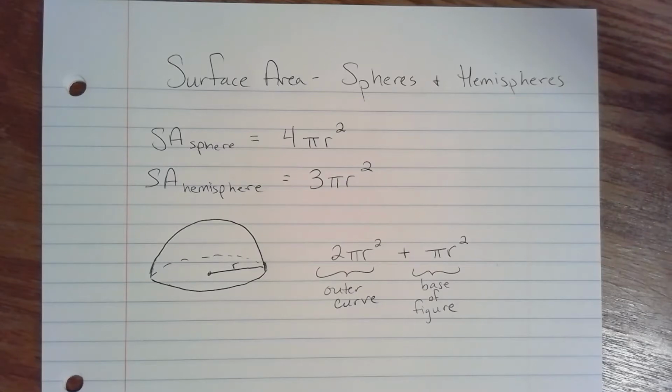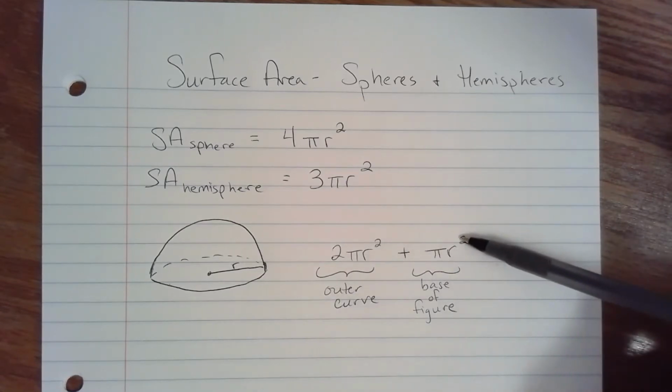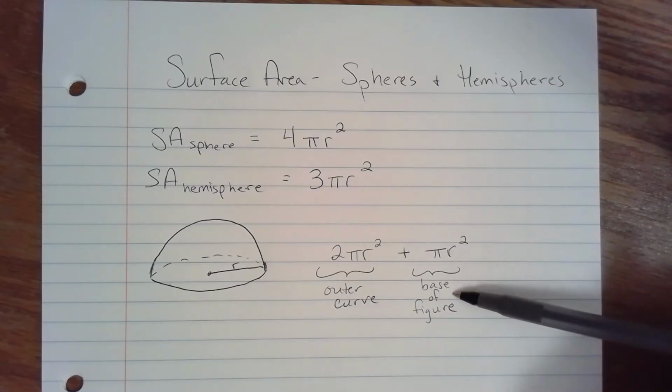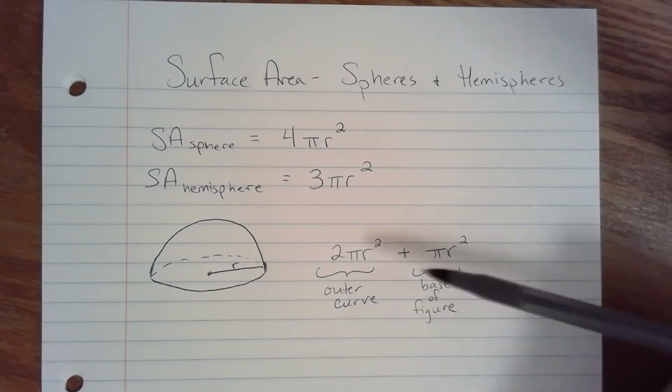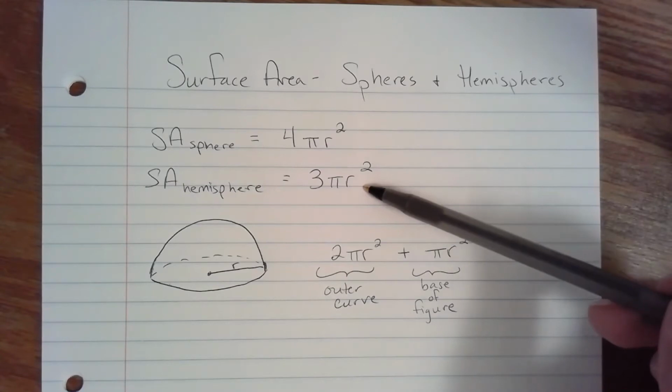And so what I want to point out here is we would need an additional pi r squared to represent the base of that figure, to represent that circular base. So we actually end up with 2 pi r squared plus 1 pi r squared. So we have a total of 3 pi r squared for our hemisphere.